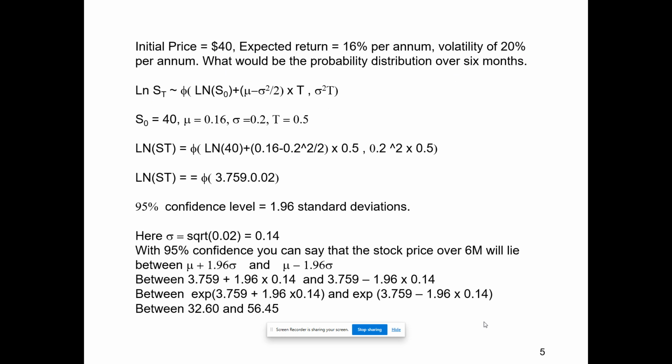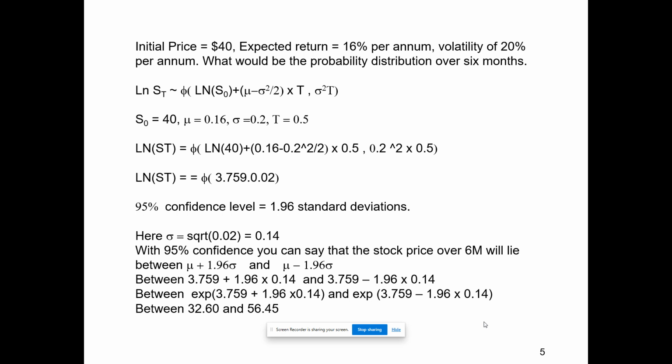From the previous slide, we know that log normal of ST tends to phi of log normal of S0 plus mu minus sigma square by 2 times t, comma sigma square t. So S0 is 40, mu is 0.16, sigma is 0.2, and t is 0.5 because it's 6 months. Plugging these numbers into the equation, you get log normal of ST tends to phi of 3.759, which is the mean, and 0.02, which is the variance.